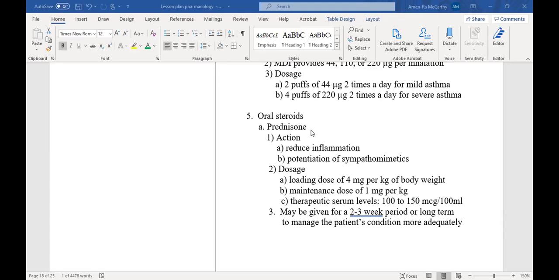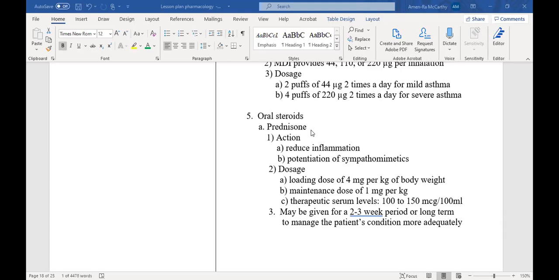That's the loading dose. We're going to give them a massive dose first, right up front. And then we're going to maintain them, checking their levels of prednisone. The therapeutic serum level for prednisone is 100 to 150 micrograms per deciliter, or 100 milliliters of blood, which is a deciliter. That's what we're looking for.